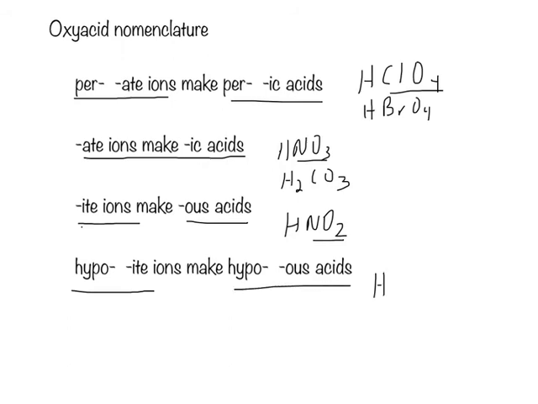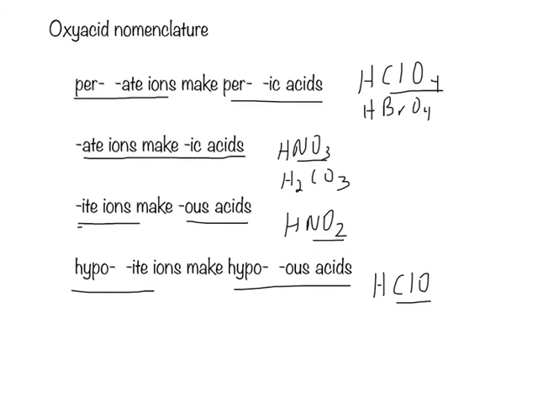So something like HClO. Because the ClO ion is the hypochlorite ion, this would be hypochlorous acid. So you need to know your oxyanions and where they are. If they're a per-ate, or if they're an ate, or if they're an ite, or if they're a hypo-ite. You can see that oxyanions are very important. They cover a great spectrum of nomenclature.